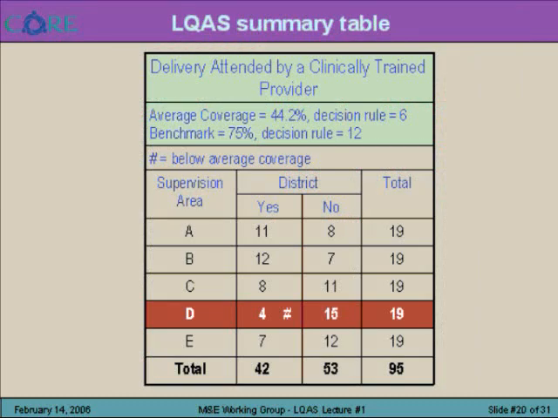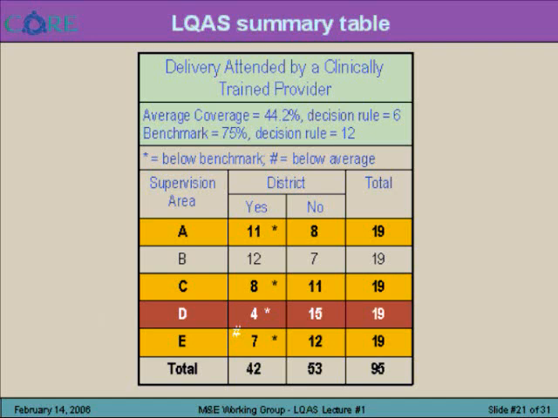Let's take a look at those supervision areas that are below the average coverage, that is, those supervision areas whose correct answers are below 6. With the information from the survey data collected, we can quickly see that supervision area D, highlighted in red, falls below the decision rule of 6 for the average coverage of 44.2%. The rest of the supervision areas are above this decision rule, as their numbers of correct responses are all higher than 6.